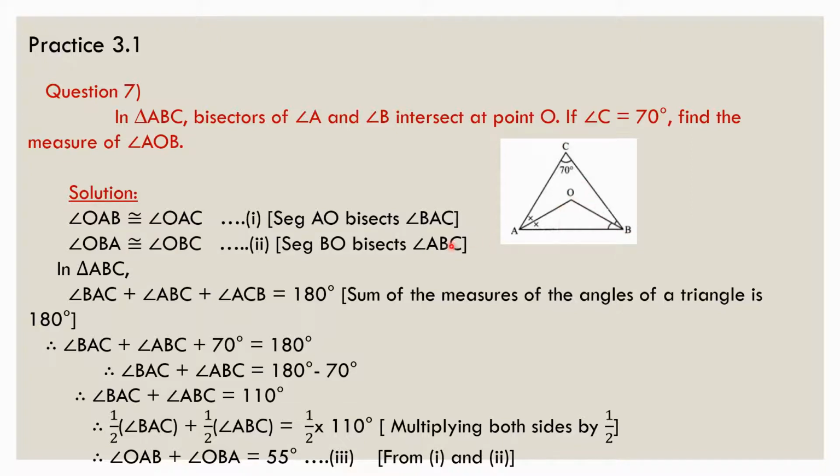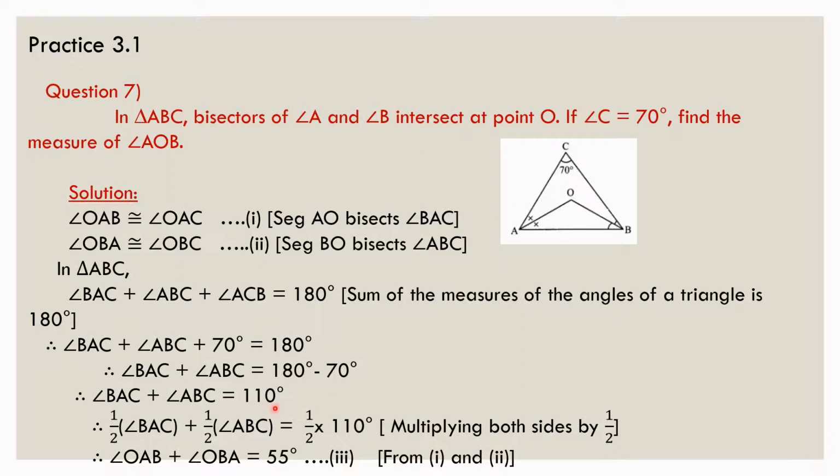Now I am considering the triangle ABC. The sum of the three angles of a triangle is 180 degrees. Therefore, in triangle ABC, angle BAC plus angle ABC plus angle ACB is equal to 180 degrees. Therefore, angle BAC plus angle ABC plus 70 is equal to 180 degrees. Angle BAC plus angle ABC is equal to 180 minus 70, that is 110 degrees.